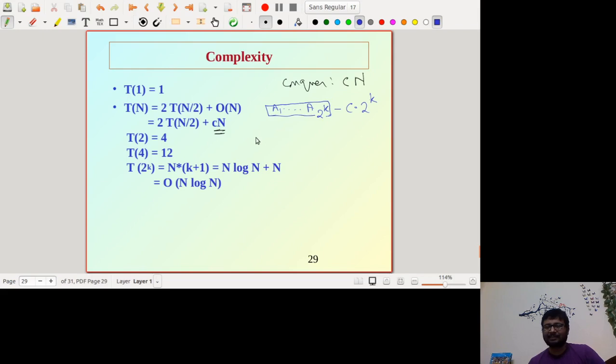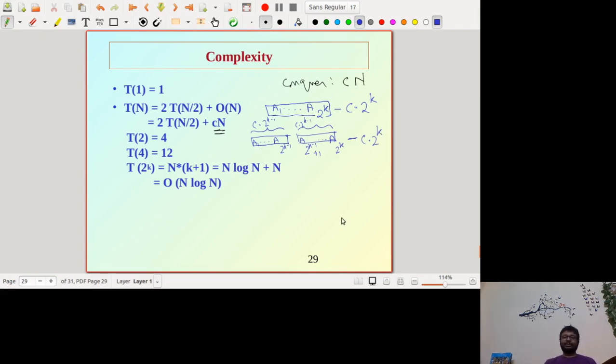Now in the next step, you do a recursive call on A1 through A 2 power K minus 1 and A 2 power K minus 1 plus 1 to A 2 power K, right? What is the total conquer time? So here you spend C times 2 power K minus 1. Here also you spend C times 2 power K minus 1. So in total, in this level, you spend C times 2 power K.